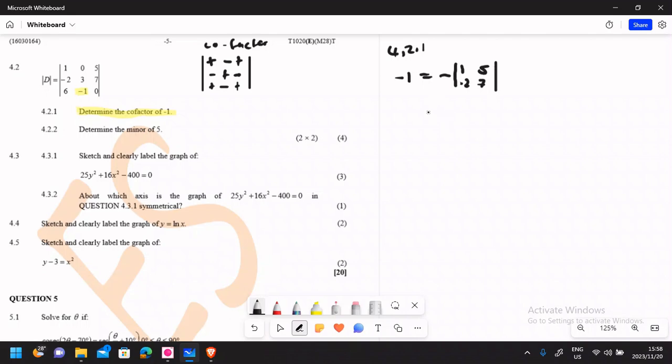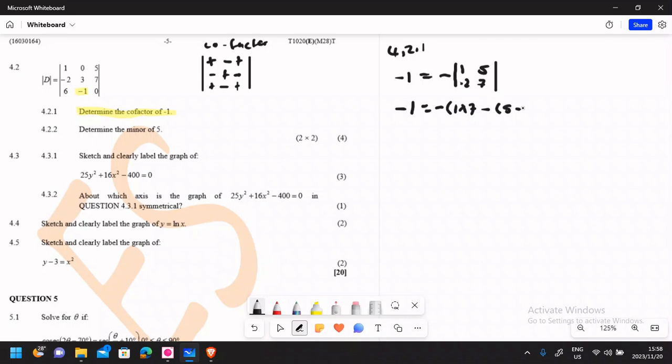So this is our matrix here. So -1 is equal to, now let's find our determinant. So we say 1 multiplied by 7. This is going to be 1 multiplied by 7. This one is so simple, guys. Minus, and then 5 multiplied by negative 2.